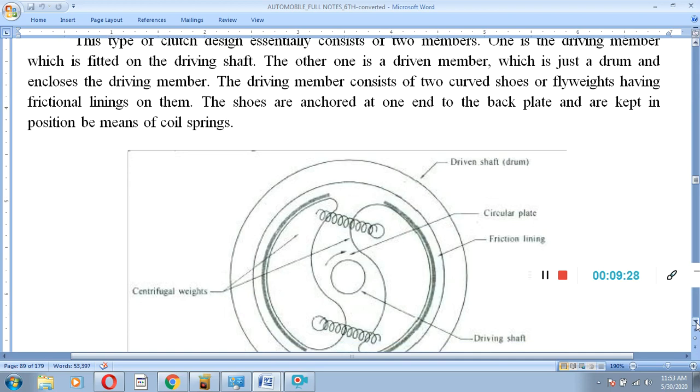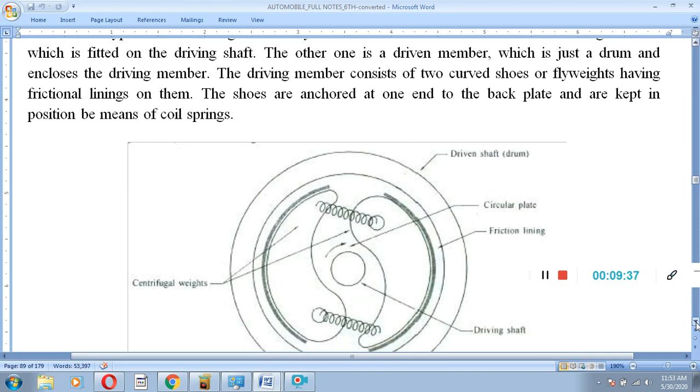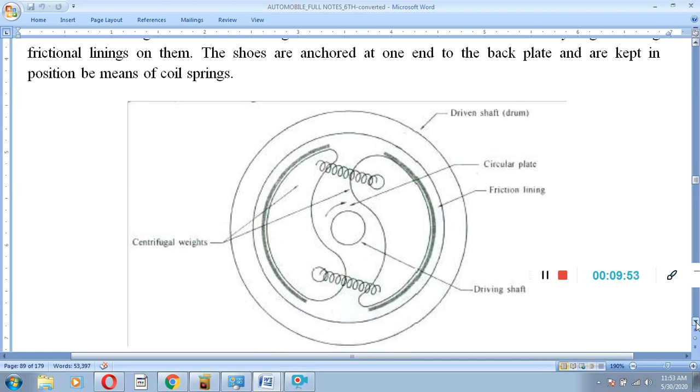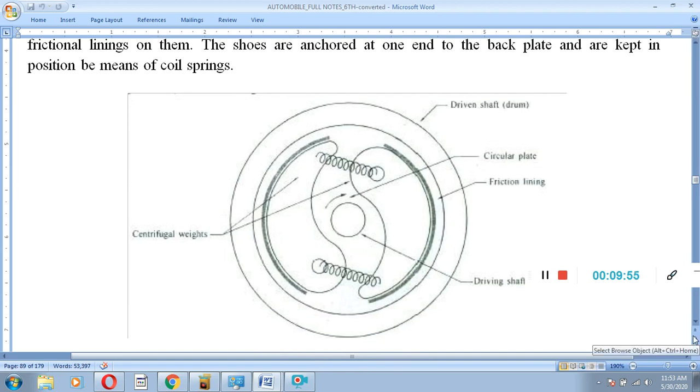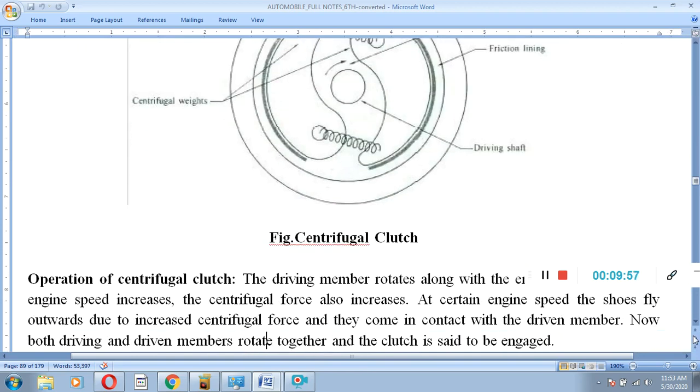The driving member consists of two curved shoes or fly weights having frictional linings on them. The shoes are anchored at one end to the back plate and are kept in position by means of a coil spring. So likewise, this is the centrifugal clutch.